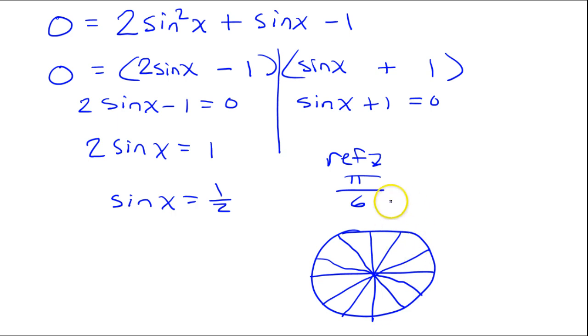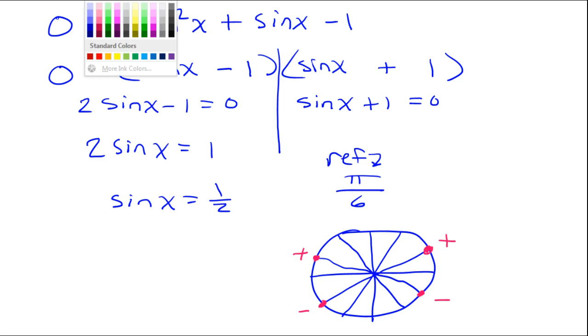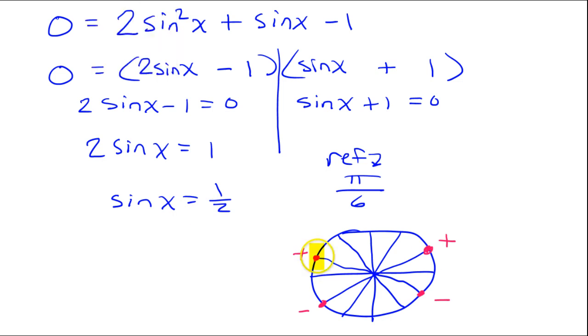Okay, these are pi over 6's. Here are the 4 angles that have a reference angle of pi over 6. 2 of these will give me a positive 1/2, and 2 of these will give me a negative 1/2. Sine is a y value on the unit circle, so it is positive above the x-axis and negative below. For this particular problem, we want positive 1/2. So that's why I'm going to have these 2 angles as my solutions.